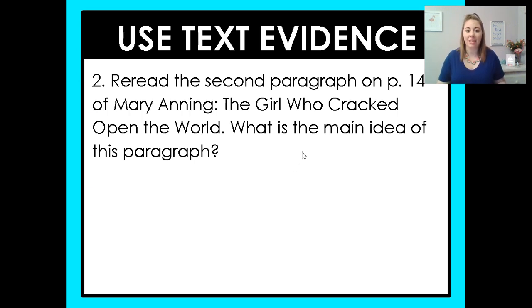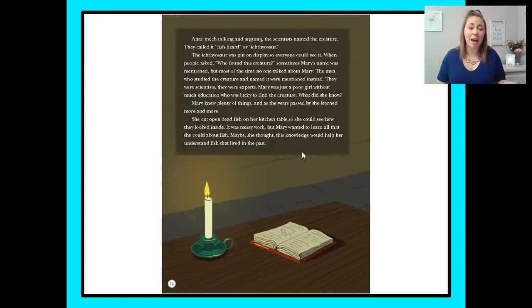Okay, so let's look at the second paragraph first. I've already put page 14 here for us. If I wasn't here controlling the pages, you could open up your book to page 14 to be able to look at the second paragraph. Now, remember, every time it's a new paragraph is when the line is scooted in.